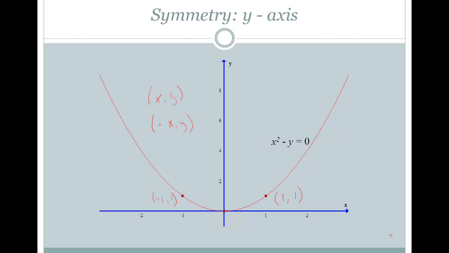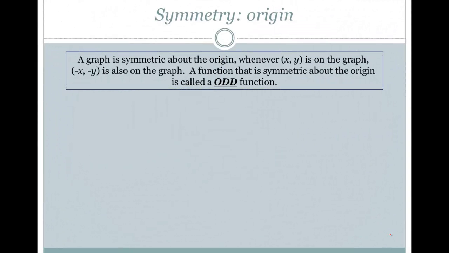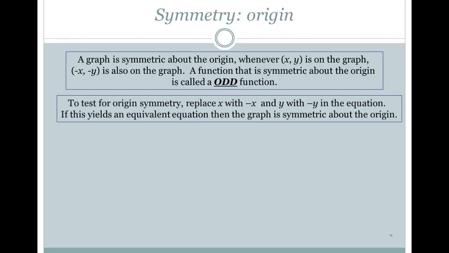Okay. The last one I want to talk about is symmetry about the origin. If we're symmetric about the origin, we're talking about x, y is on the graph, then negative x, negative y is also on the graph. These functions, if you're symmetric about the origin, we call an odd function. Again, let's look at the rule. How do we test for origin symmetry? We're going to replace x with negative x and y with negative y. If we get an equivalent equation, then the graph is symmetric about the origin.